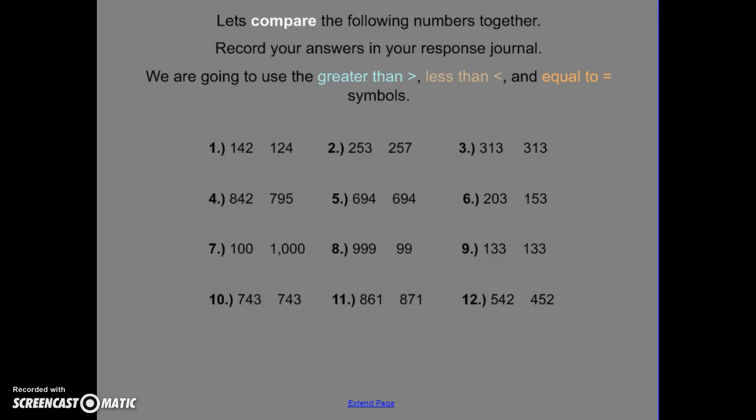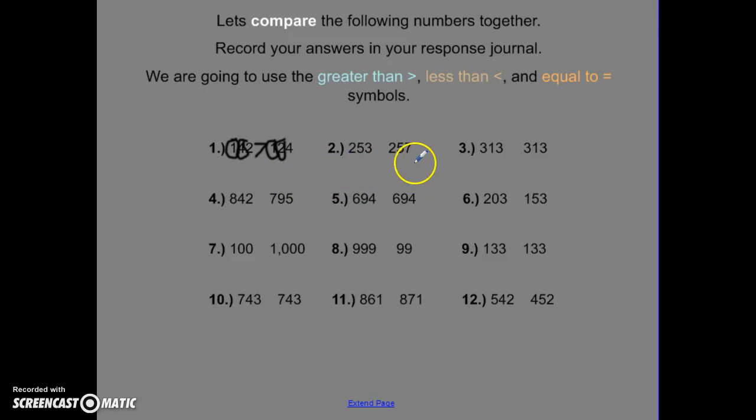Let's compare the following numbers together. Record your answers in your response journal. We are going to use the greater than symbol, the less than symbol, and equal to. 142 and 124. First, I look at my 100 spot. This one has a 1, and this one has a 1. So next I move into my 10 spot. This one has a 4, and this one has a 2. I know that 4 is greater than 2. So 142 is going to be greater than 124.